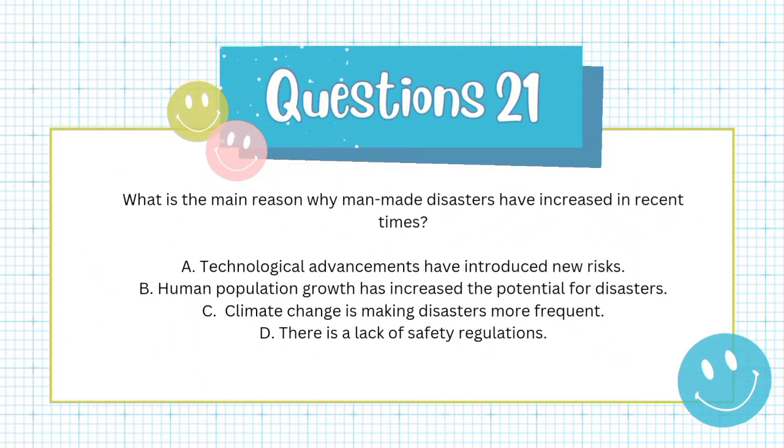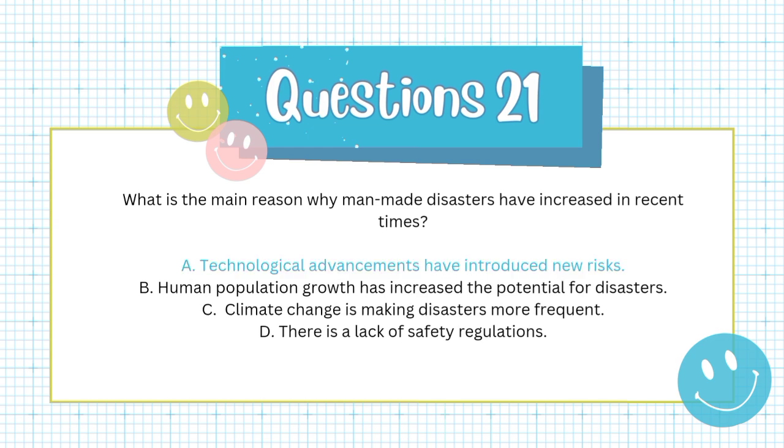21. What is the main reason why man-made disasters have increased in recent times? A. Technological advancements have introduced new risks. B. Human population growth has increased the potential for disasters. C. Climate change is making disasters more frequent. D. There is a lack of safety regulations. The correct answer is A. Technological advancements have introduced new risks.